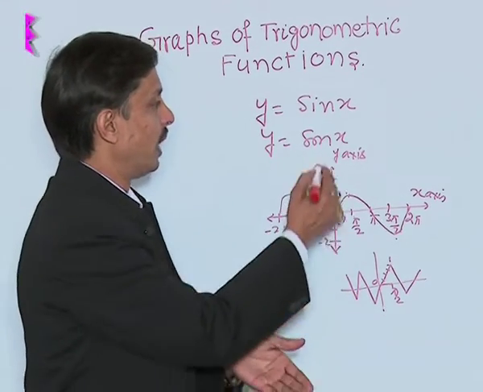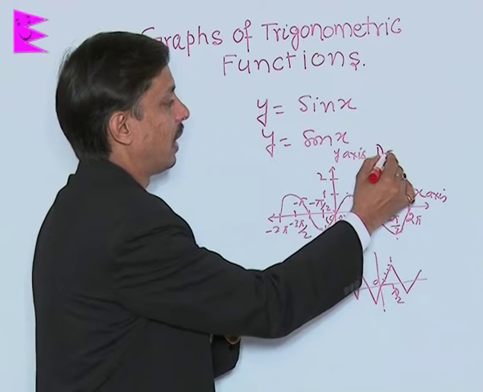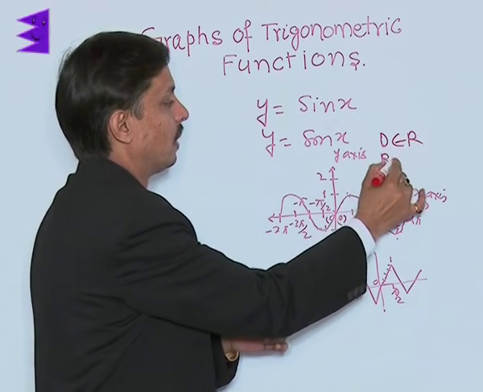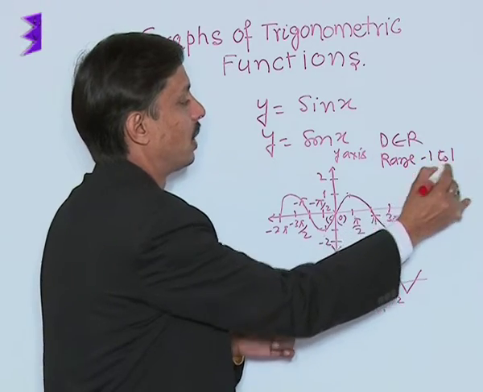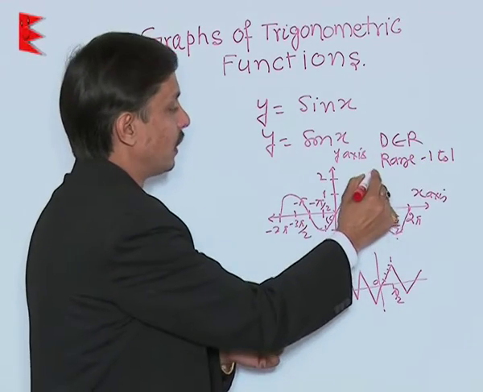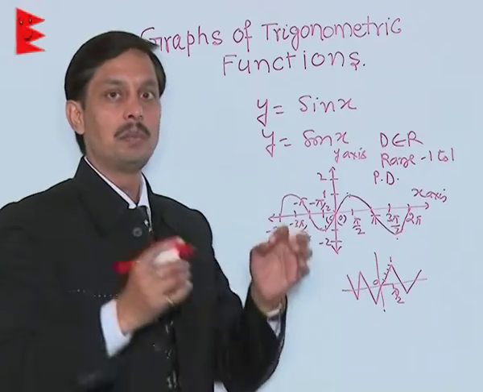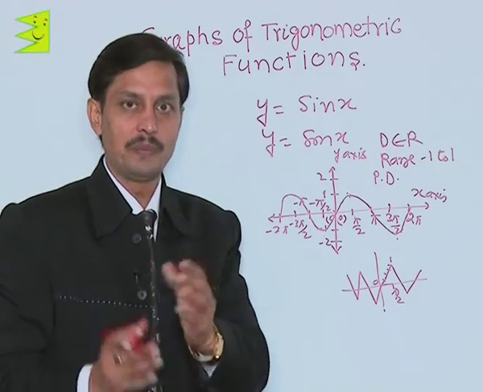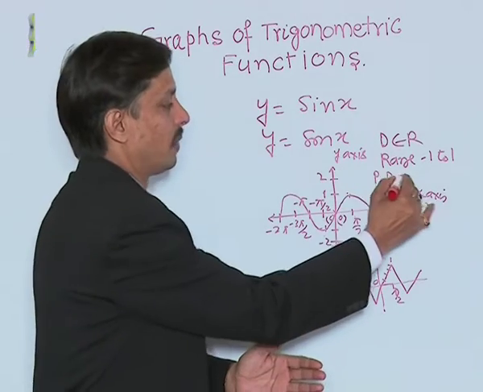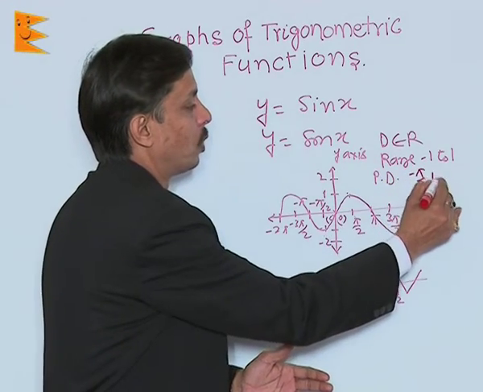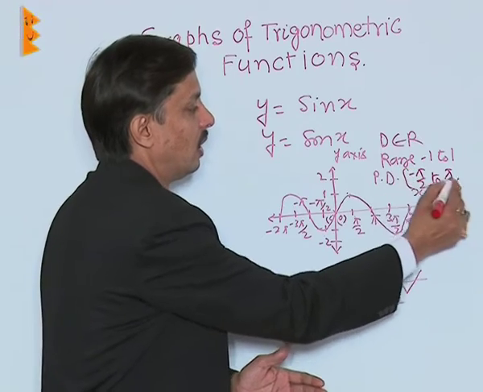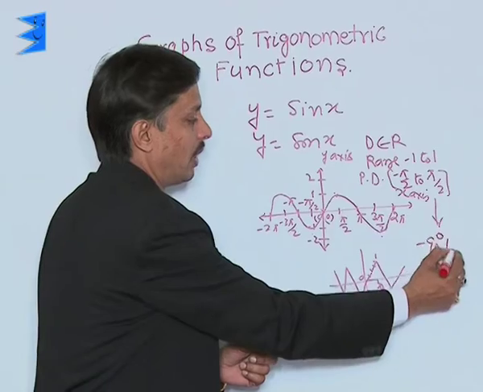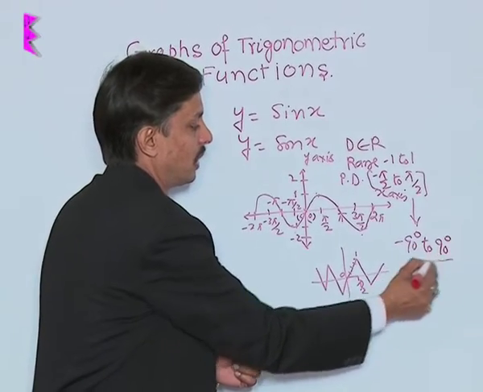So the domain of this function is any real number. The range is from -1 to 1, and PD, I am using the short form, principal domain. Remember, a very important term: the principal domain of the sine function is from -pi by 2 to +pi by 2 in the language of radians, but if you convert to degrees, it is -90 degrees to +90 degrees.